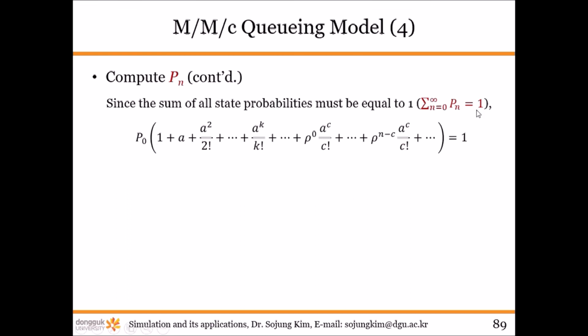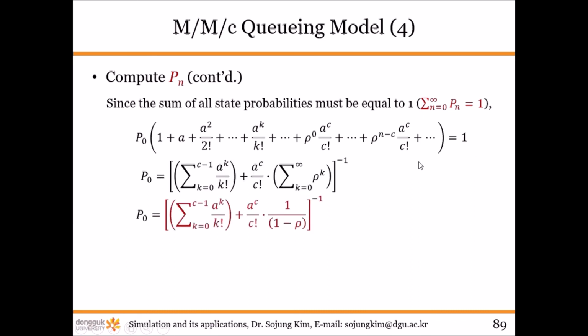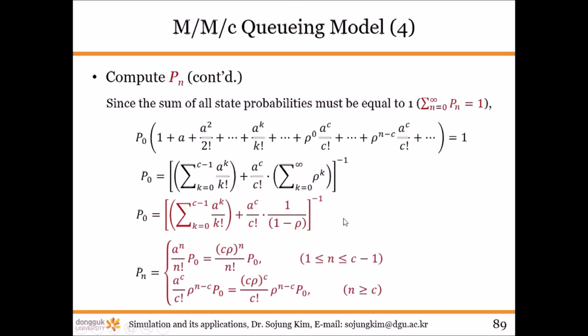We are using the same property of probability. In other words, the sum of all state probabilities must be equal to 1, right? Based on this property, you can calculate the value of p0 like this. It's way more complex than that of the M/M/1 queuing model. And then Pn will be like this.